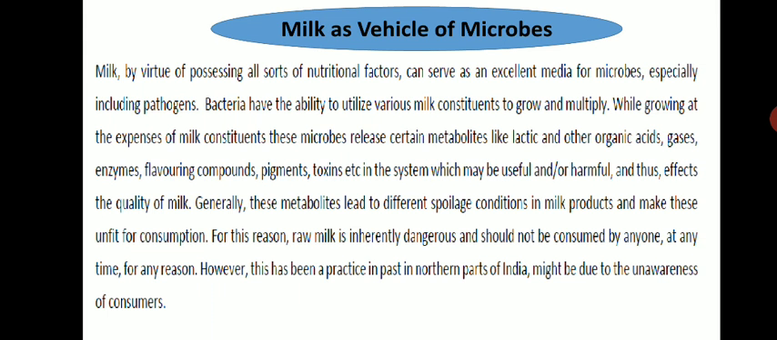Generally, while growing, microbes secrete some metabolites. These metabolites include organic acids, gases, enzymes, flavoring compounds, pigments, toxins, etc. These metabolites lead to different spoilage conditions in milk products and make them unfit for consumption. So these metabolites cause spoilage of milk, and this spoiled milk is not suitable for our consumption. For this reason, raw milk is inherently dangerous and should not be consumed by anyone.